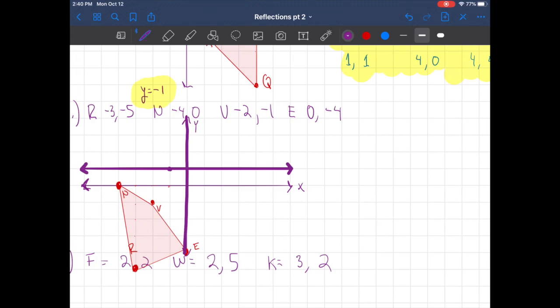Now I just need to count some numbers. I'm going to do that in the color blue. How far is N from that purple line? 1 spot, so that would be 1 spot there. How far is this from the purple line? So that would be 2 spots right there. Here's my E. 1, 2, 3, 4, 5. Oops, I ran out of space. 1, 2, 3, 4.